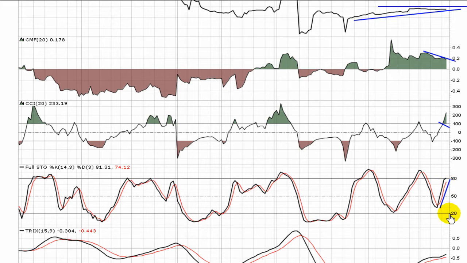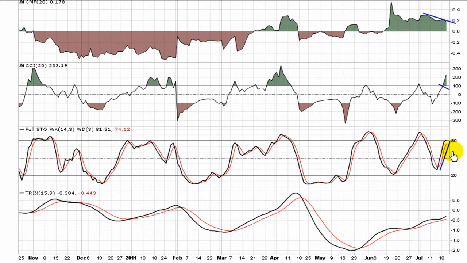Full stochastic showing some momentum coming into the play. Needs to break through 80. You can see it's making some higher lows. Needs to get back up around this area to show some real strength in it. But more importantly, keep trending over top of 50. These long-term indicators have a very nice look. MACD, PPO, TRIX also trending towards zero.